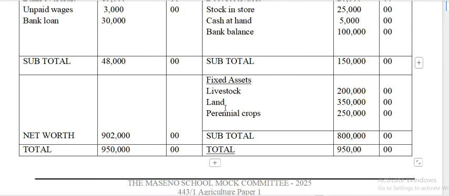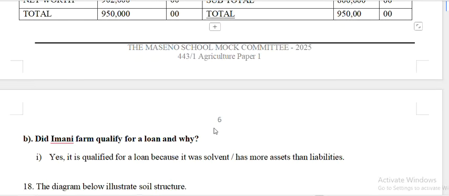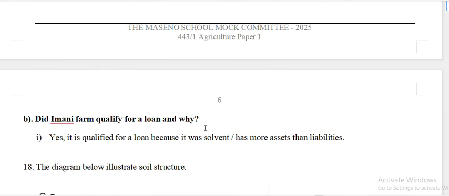And the 950,000, when you subtract from these liabilities, from 48,000 you get 902,000. You can put that total here. Then let's look at the question. Did Imani Farm qualify for a loan, and why?